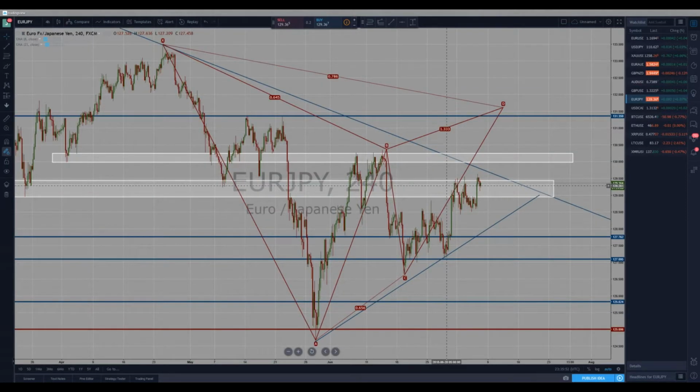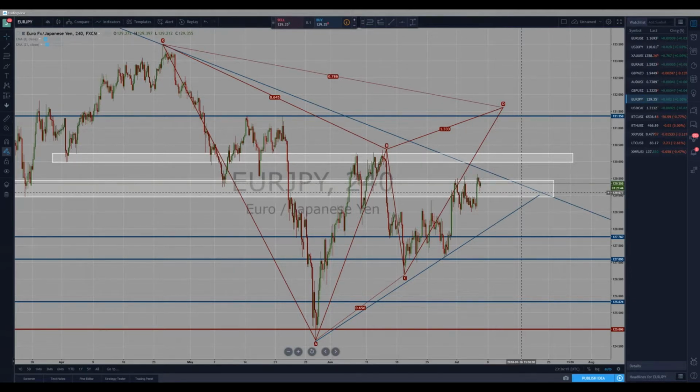Looking at EJ, when I left you guys, we were testing this supply and demand zone right here. As you can see, we have a triple top in the supply and demand zone. Price has attempted to break out of it a number of times since Monday, and still has failed to break out of it, although we are approaching this trend line.